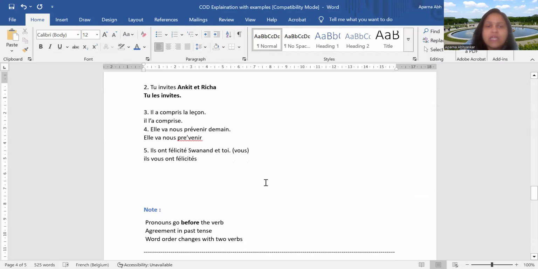Then word order definitely changes when there are two verbs. Like here we had elle va nous prévenir. So two verbs are there. So the pronoun COD goes before the second verb. Okay, so the word order changes with two verbs. So I hope you have understood this COD topic very well.